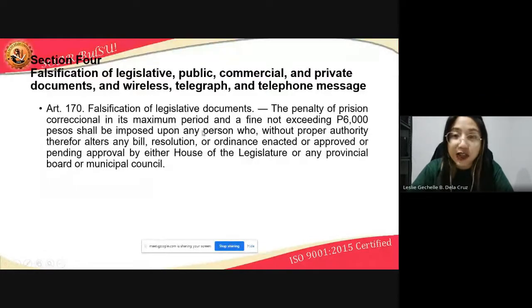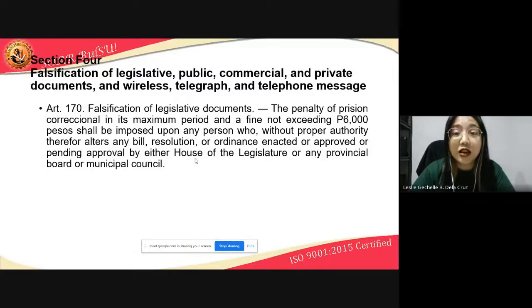Next, falsification naman tayo. Section 4, falsification of legislative, public, commercial, and private documents and wireless, telegraph, and telephone message. Article 170. Falsification of legislative documents. When you say legislative, this pertains to the Senate, to Congress, yung mga gumagawa ng batas. Kapag finalsify mo daw yung mga documents, legislative documents na yun.